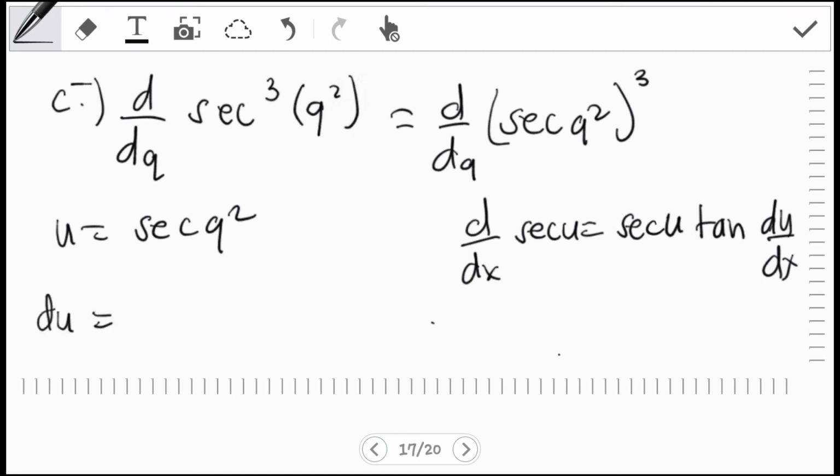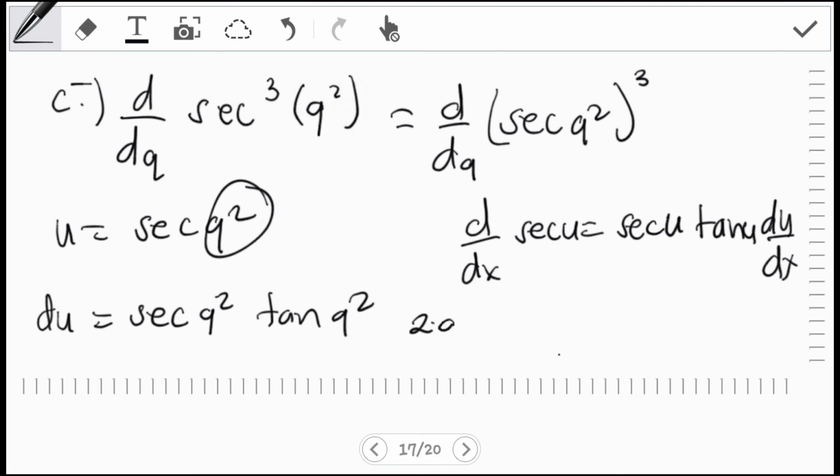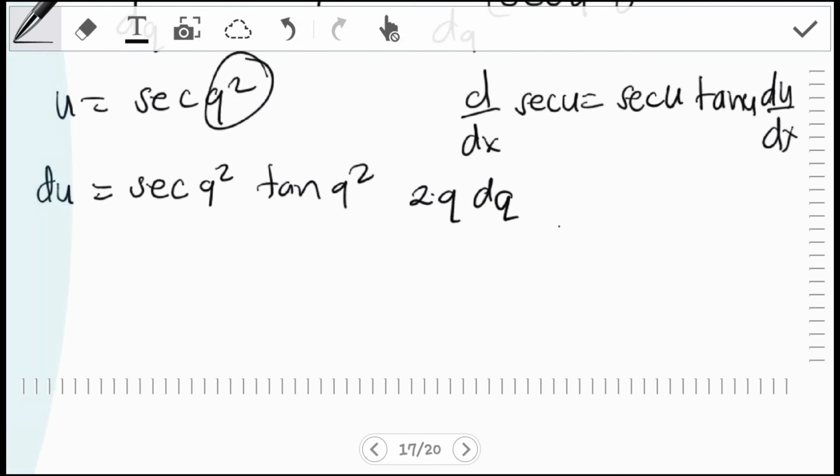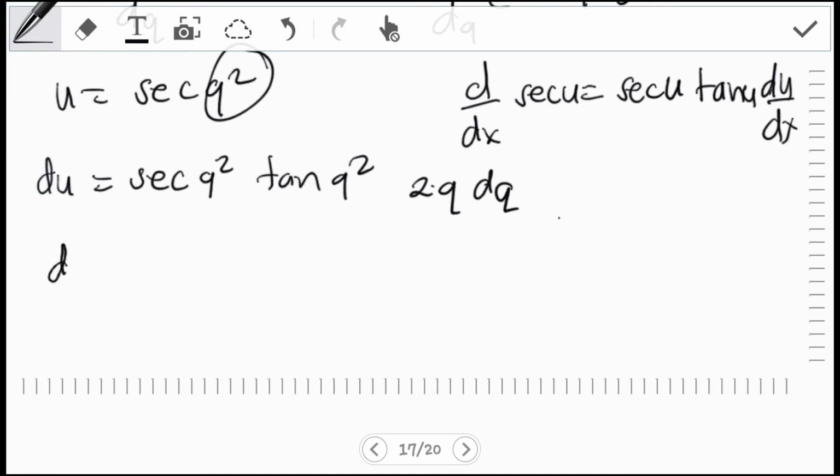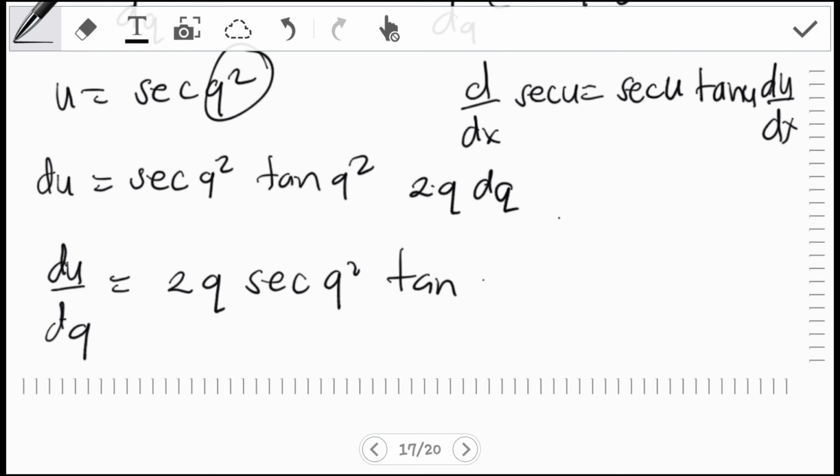where du is equal to secant q squared tan q squared. And take note the derivative of q squared is 2q then dq. Okay. So where du over dq is equal to 2q secant q squared tan q squared. Okay.